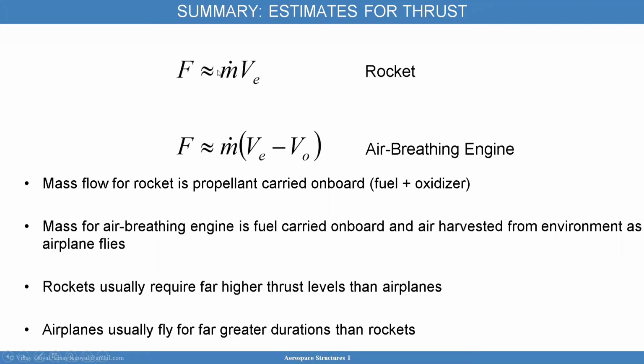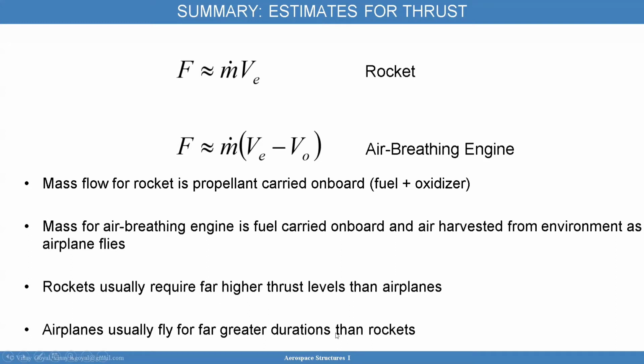So for a rocket, this is the equation: the thrust is m dot VE. For the engine, it is the mass flow rate times VE minus V naught, where VE is the exit velocity. As a summary, for the rocket, the propellant carries the fuel and oxidizer, which is why we have those stage tanks. For the air-breathing engine, the fuel is carried on board while the air is taken from the atmosphere and pulled in. Rockets usually require far higher thrust levels than airplanes.